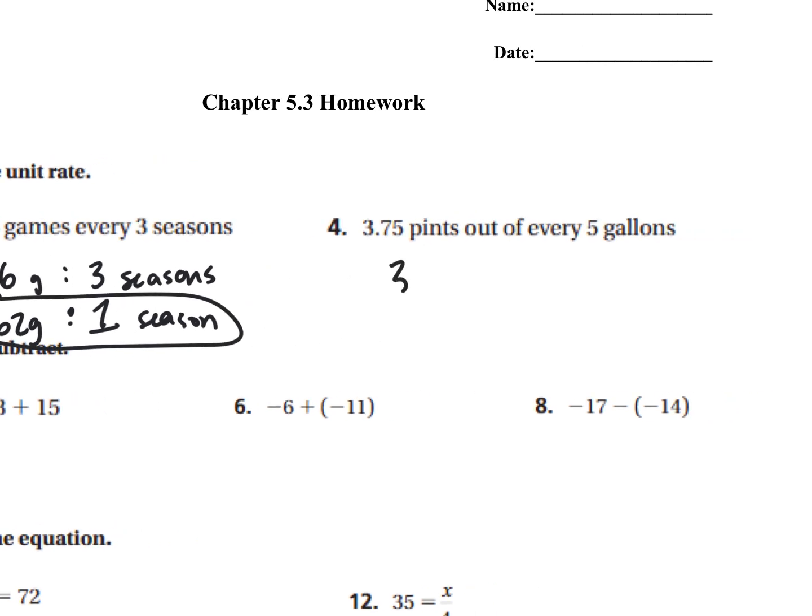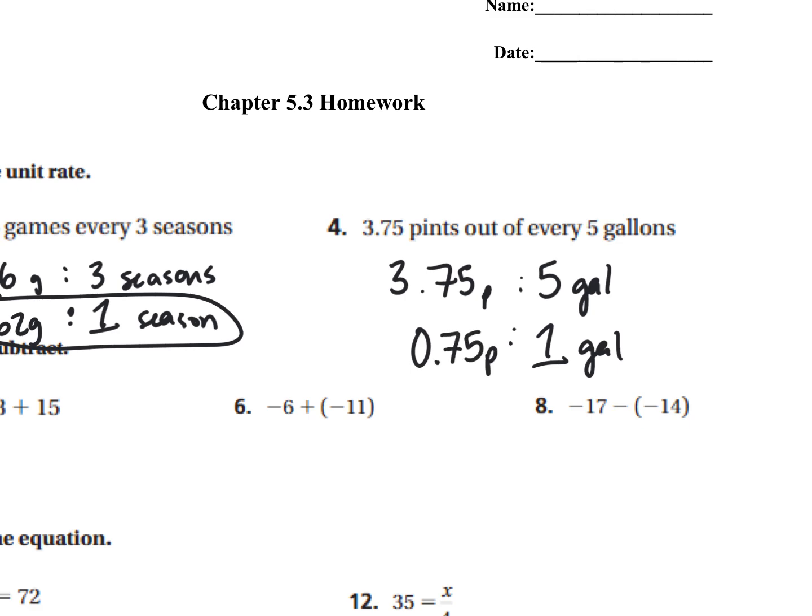For number 4, I see 3.75 pints out of every 5 gallons. My unit rate is I'm going to look per 1 gallon, so I need to divide by 5. 3.75 divided by 5 gets us 0.75 pints.